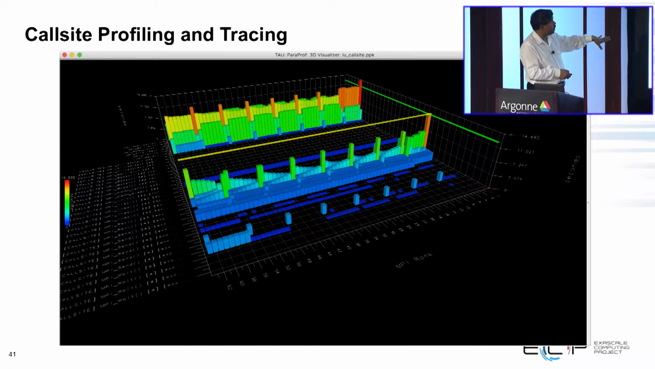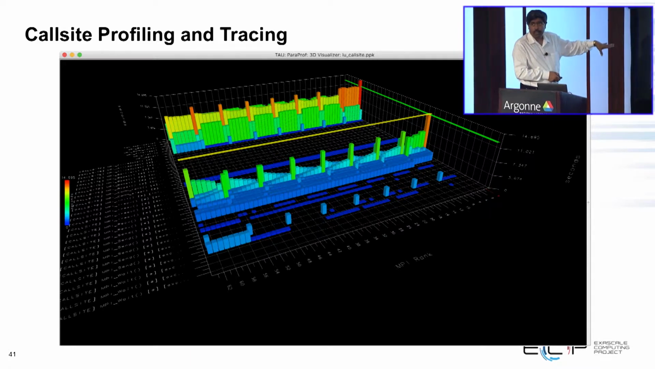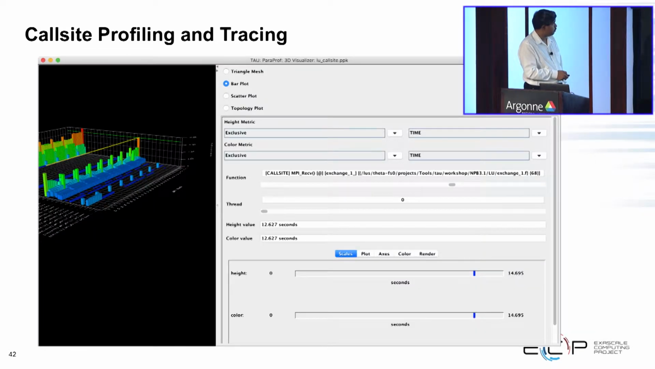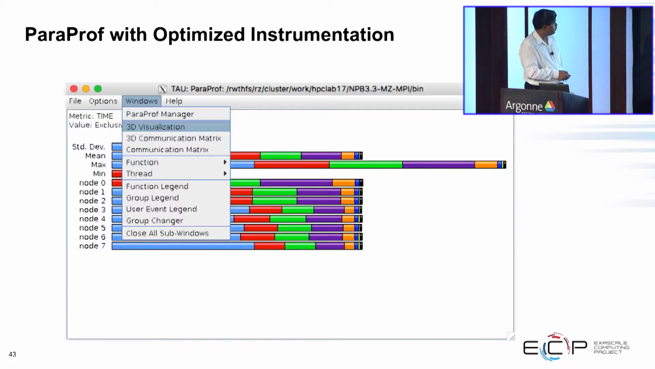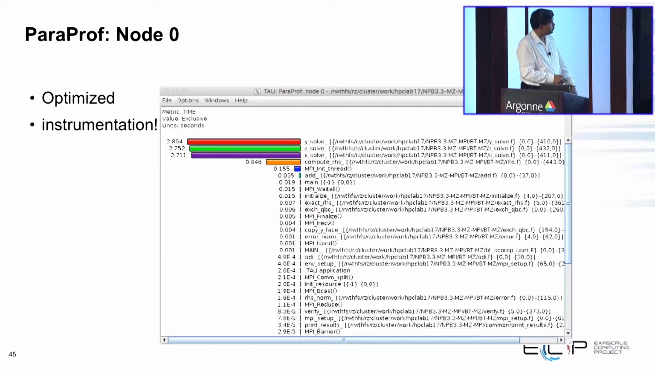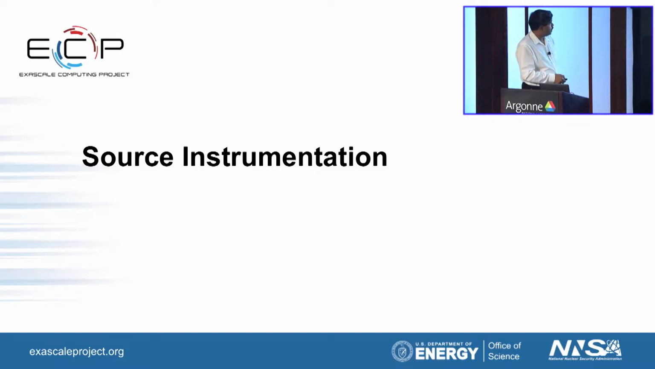This is the 3D visualizer that you can use. We may have some time to show you this in the workshop hands-on section. And you access this through Windows 3D visualization, where we can see the names of functions, MPI ranks, and the time spent in those functions along the z-axis. And here is a given node.